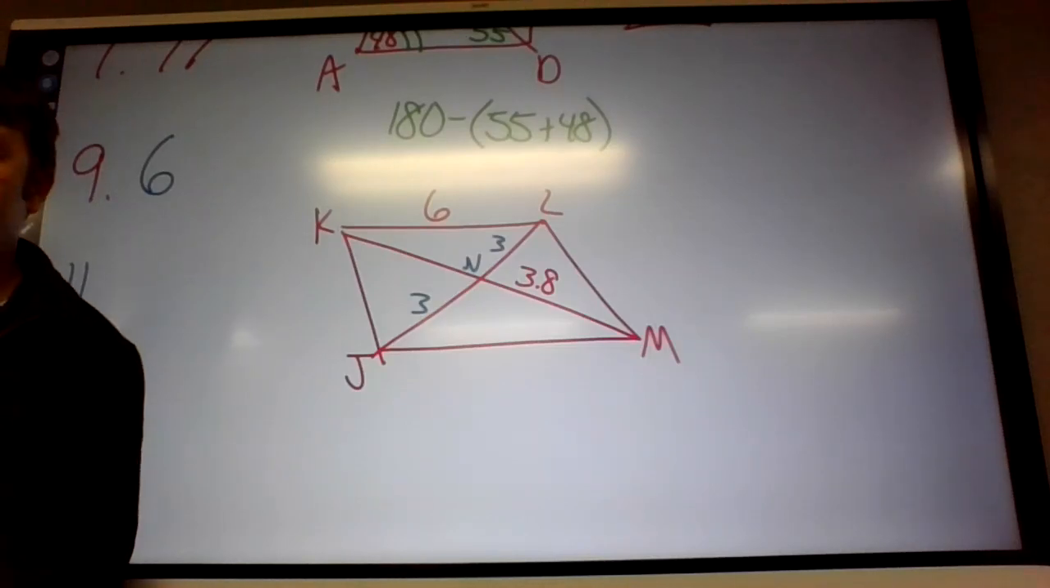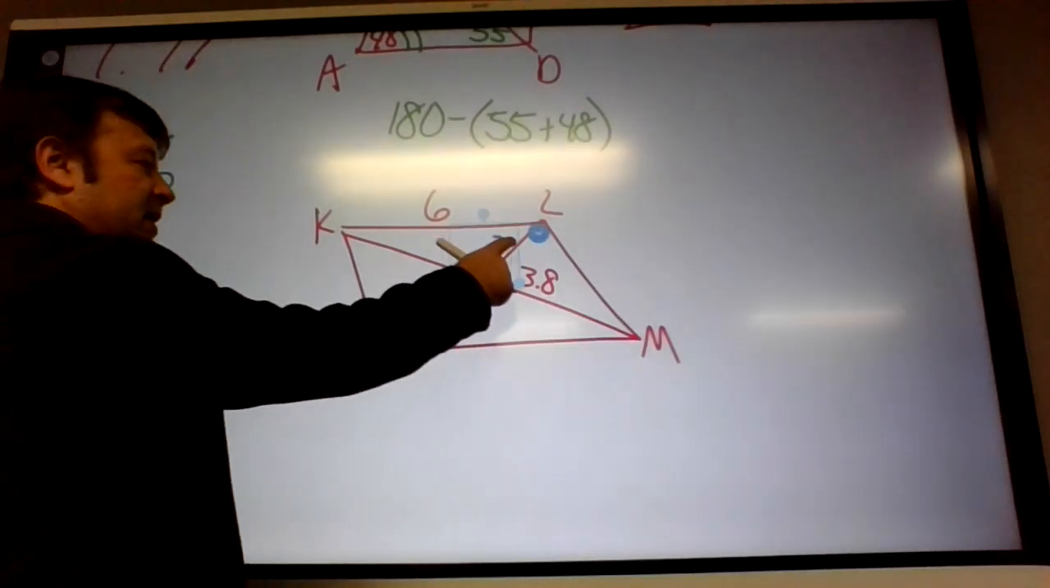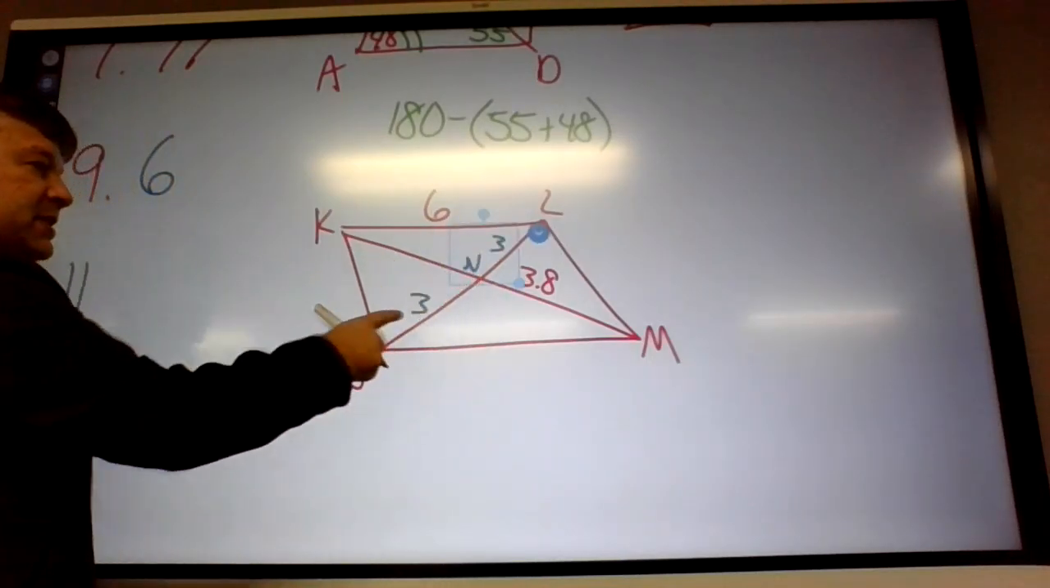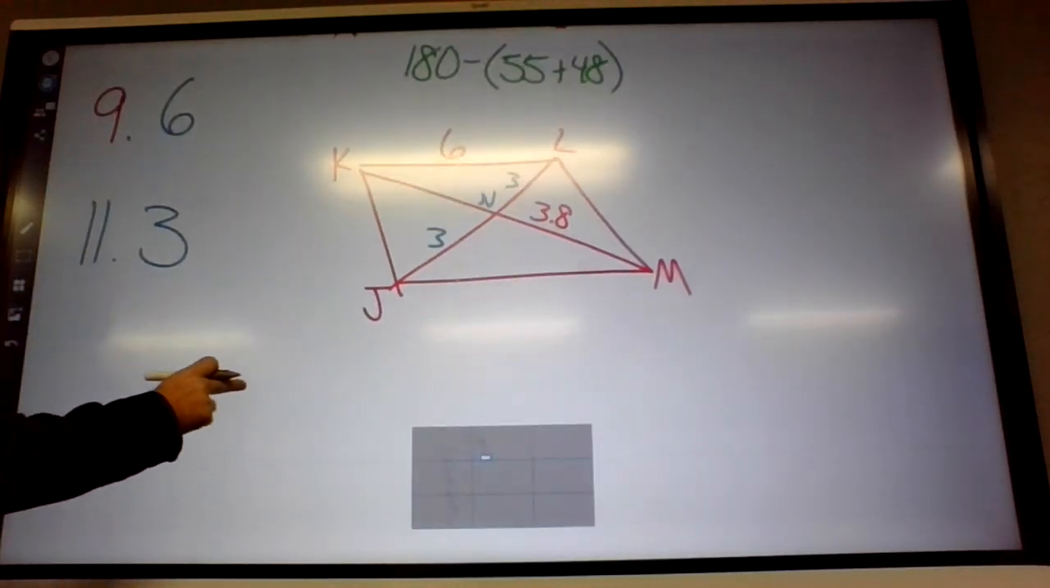Okay. Number 11 says NL, and we kind of already did that one when we talked about the 6 getting cut in half. So NL is still 3.